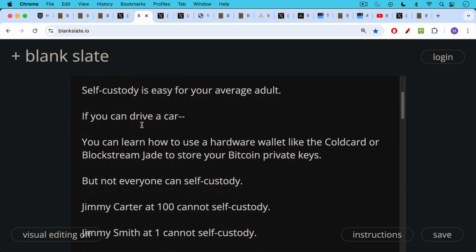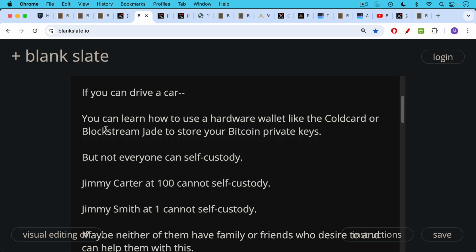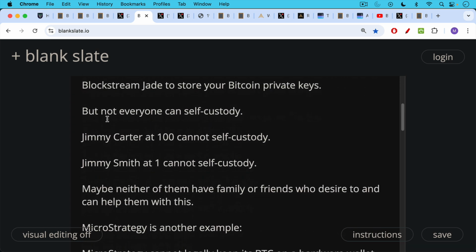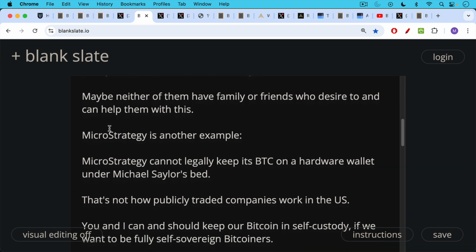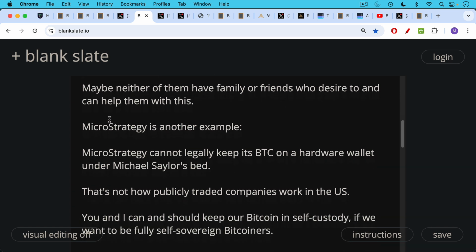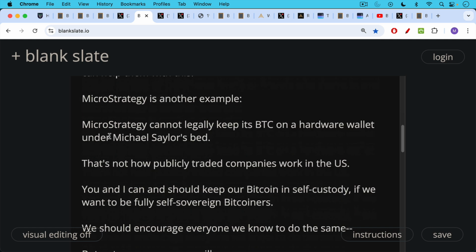But not everyone can self-custody. Jimmy Carter at 100 cannot self-custody. Jimmy Smith at 1 obviously can't self-custody. Maybe neither of them have family or friends who desire to and can help them out with this either. MicroStrategy is another example. MicroStrategy cannot legally keep its Bitcoin on a hardware wallet or its private keys on a hardware wallet under Michael Saylor's bed. That's just not how things are done in the US. That's not how publicly traded companies work. And the lawyers, the accountants, and the regulators would never sign off on something like that.